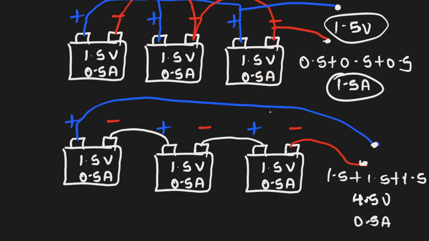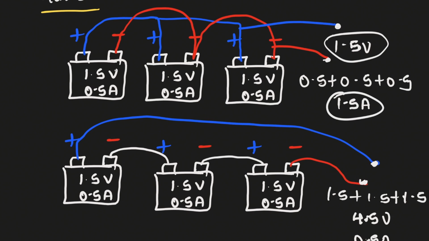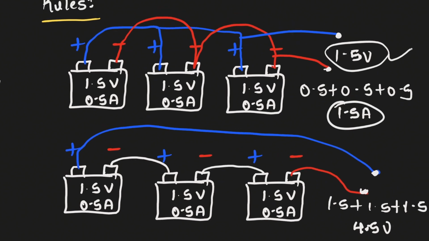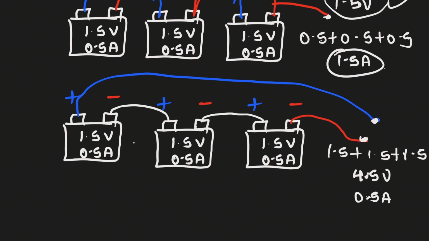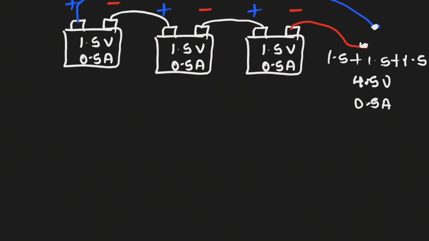So let me go over it again. When you're connecting in parallel, your voltage remains the same and your current increases. And when you're connecting in series, your voltage increases and your current stays the same. Now let's talk about resistance.